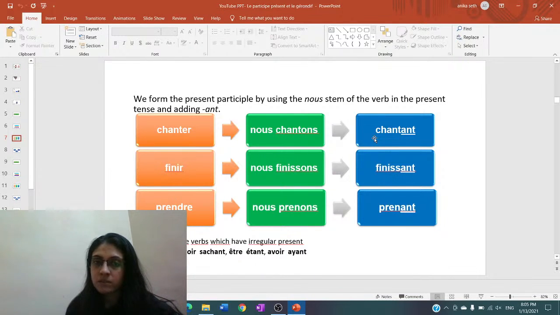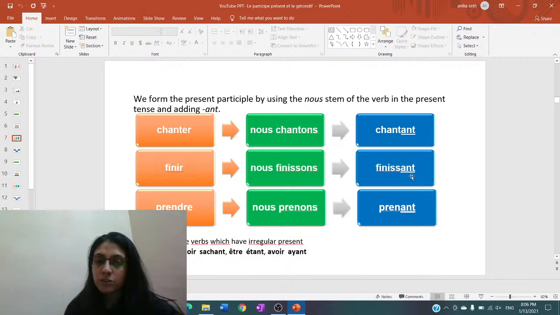Chantant. Chantons is the present participle of the verb chanter. Then the next verb we take is finir. Finir, follow the same steps. Conjugate finir with nous. The conjugation of the verb is nous finissons. Remove ons from the verb and add ant.